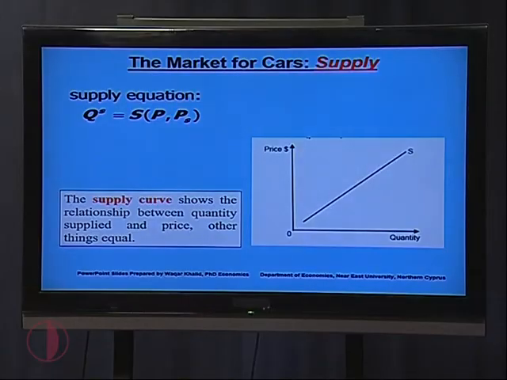The supply curve shows the relationship between quantity supplied and price, other things equal. Look at this graph. The graph is moving upward. It means that the slope of this graph is positive. It increases from the origin towards the right side. It means that if the price of the commodity increases, the producer will increase supply of that particular product.